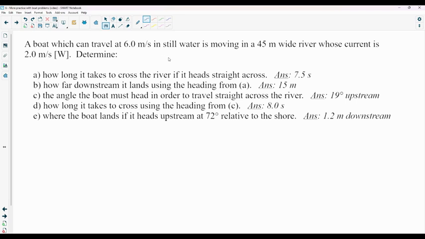Okay, so we've got a boat, 6 meters per second in still water. That's its heading. 45-meter wide river. Current is 2 meters per second. It's going west. So usually we're used to going east. Let's go west to, I don't know, keep it fresh. And then we have our series of questions here.